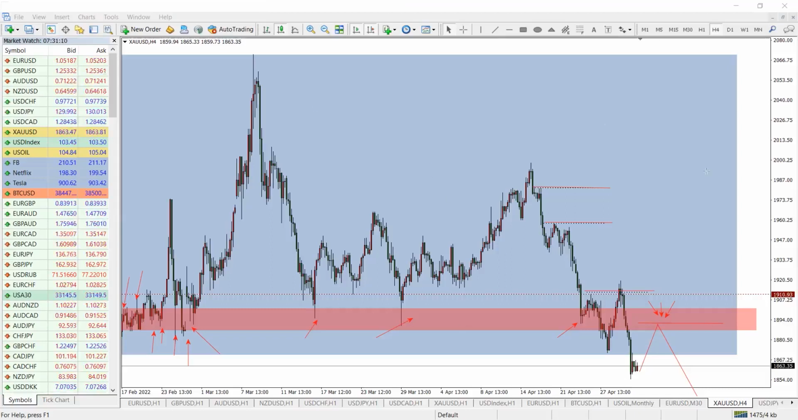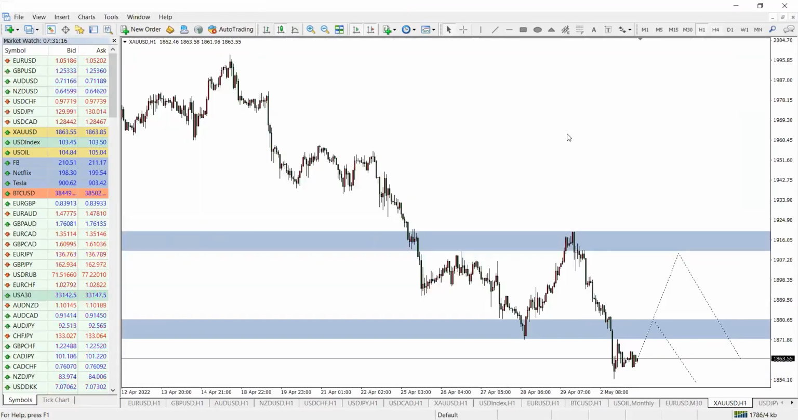Right? So now looking at what we have here, this is the 4 hours time frame, and then let's drop down to the hourly. We're going to stop at the hourly, right, so that we don't move into the territory of scalpers.